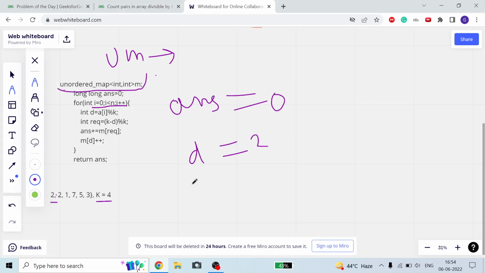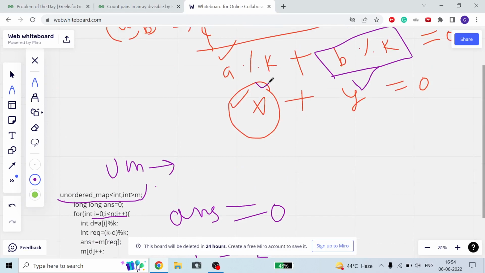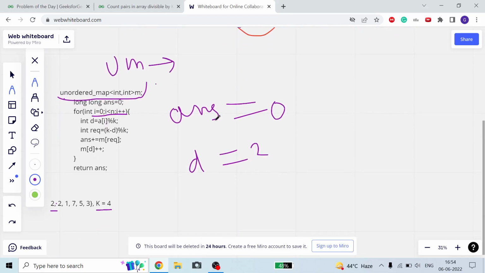And now how much modulo do we require? We have x as 2. Now we need a y so that x plus y is equal to 0, means (x plus y) modulo k is equal to 0, means x plus y will become k. Because k modulo k will always be equal to 0. So now what is our requirement? We have a number k, we already have d, the remainder. Now we need a number whose remainder is k minus d, and we are doing its modulo.